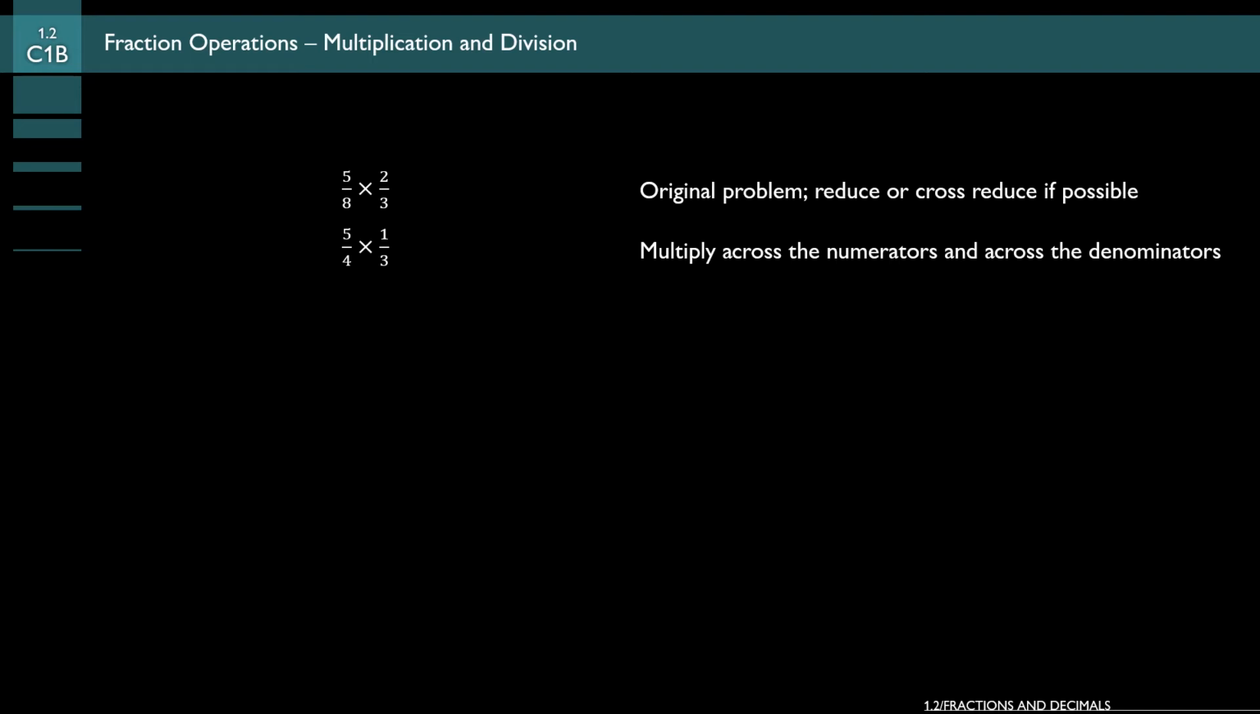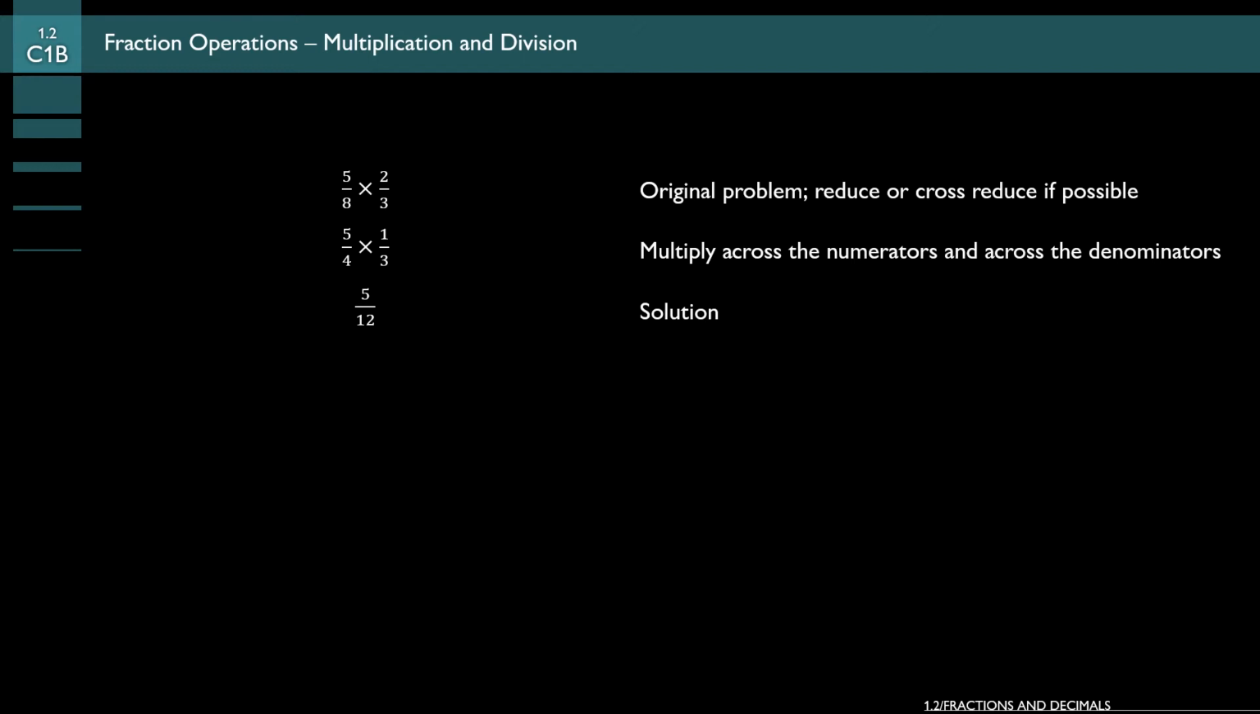So 5 times 1 is 5. 4 times 3 is 12. 5 over 12 cannot be reduced any further, so that is our solution. If you missed any reduction at the beginning, you would see that you would need to reduce at the end, and you could do it at that point.